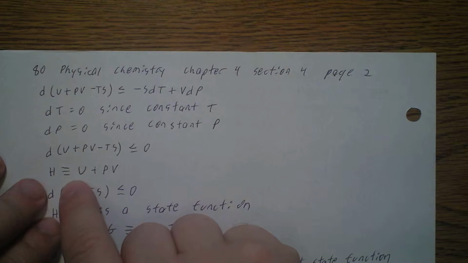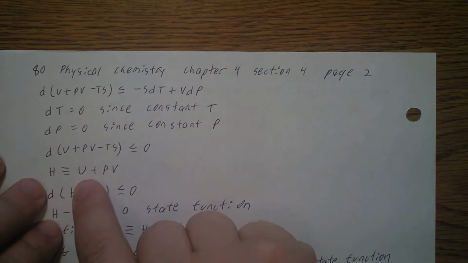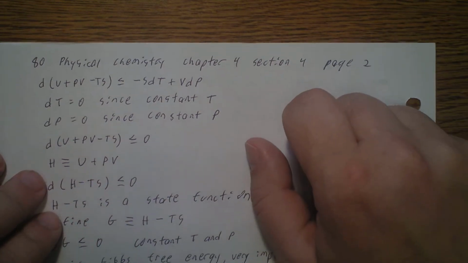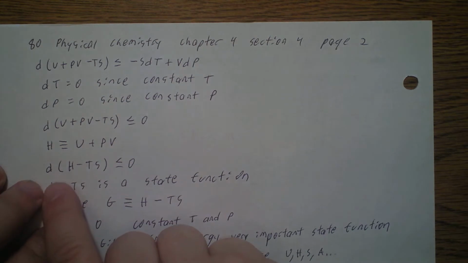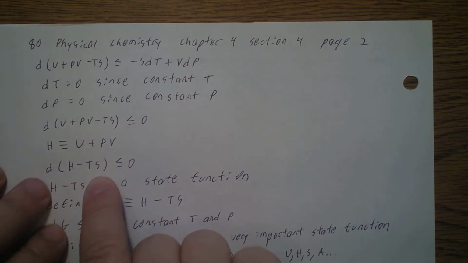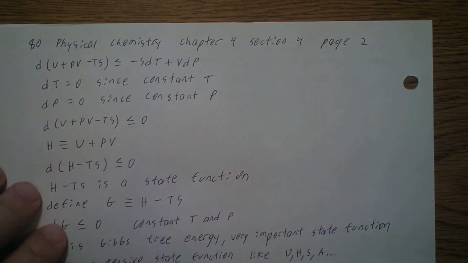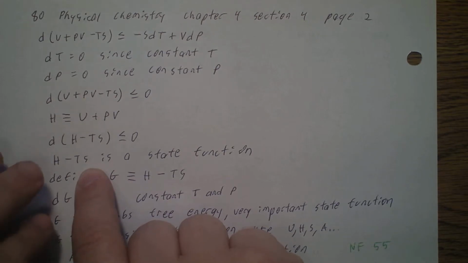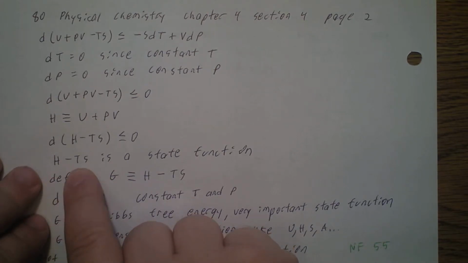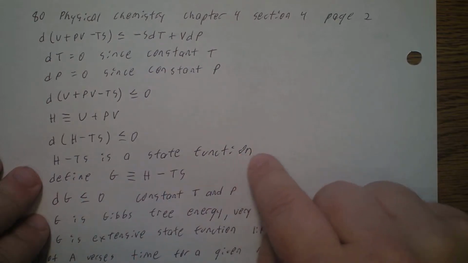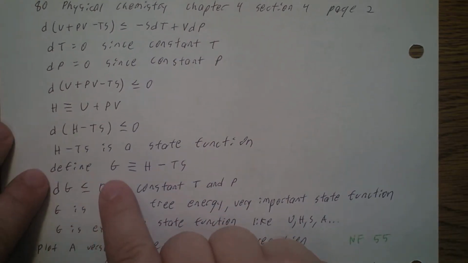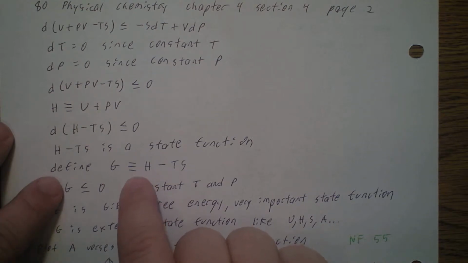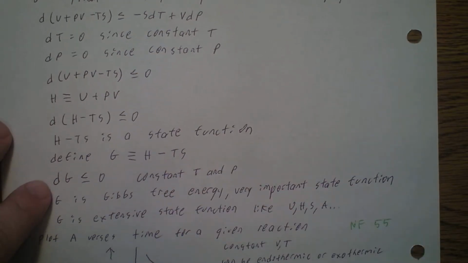Now we're going to define, remember an equal sign with 3 lines like that means always equal to. So enthalpy is always equal to internal energy plus pressure volume. So substituting that in, we get the differential of enthalpy minus temperature times entropy is less than or equal to 0. And of course the enthalpy, temperature, and entropy are all state functions. Therefore, enthalpy minus temperature times entropy is also a state function. So we're going to define G, capital G, remember equal sign with 3 lines means always equal to, G is equal to H minus TS.